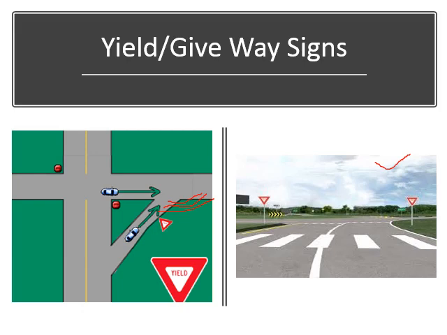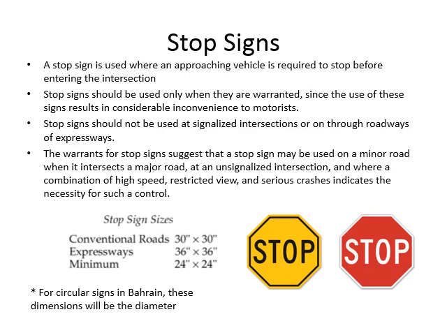But in the present case, there is no extra lane for him, so he has to yield at this point for the other driver. Then we have a stop sign. We also call it a two-way stop sign.